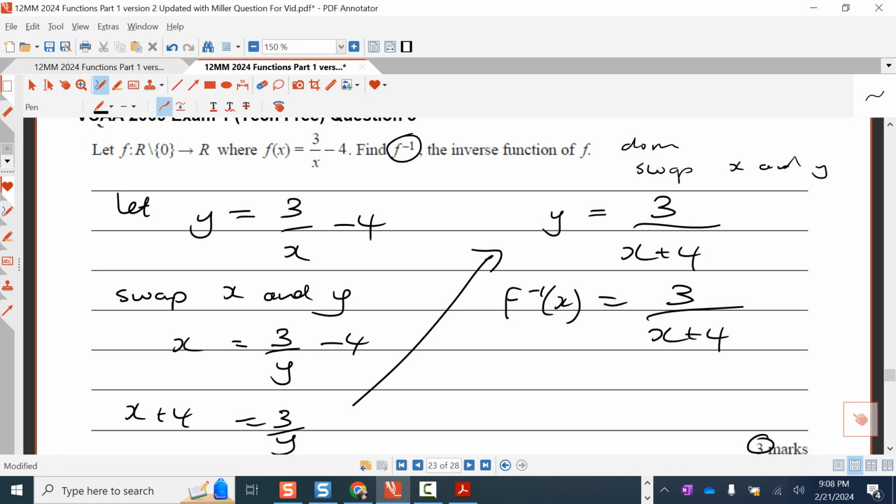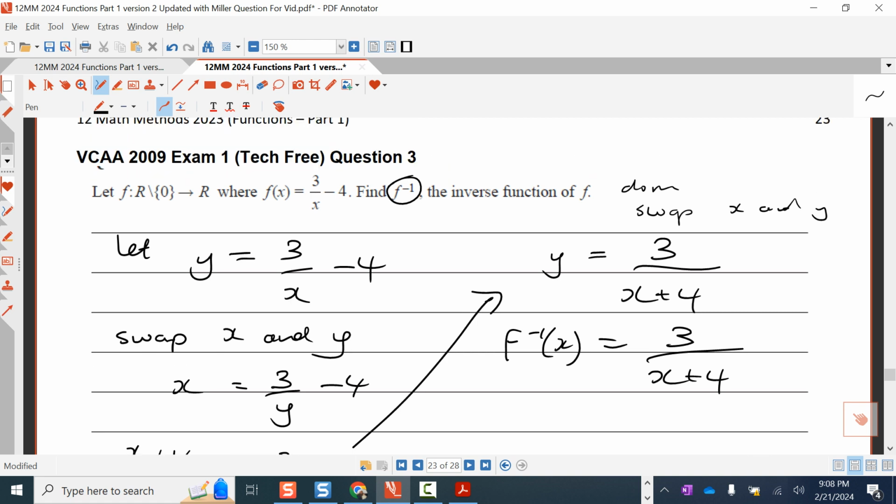Now what's its domain? Well, let's go back to the start. We probably should have done this first, I've been a bit keen here. We'll state the domain of the original is, as stated, all real numbers, not including 0. That's because it's a hyperbola moved 4 units down.